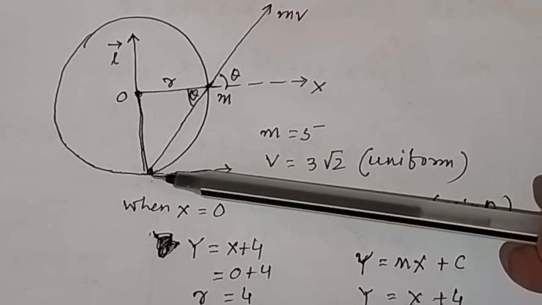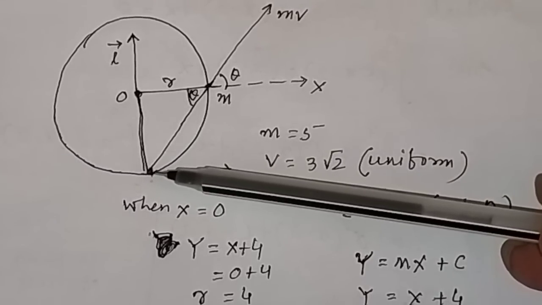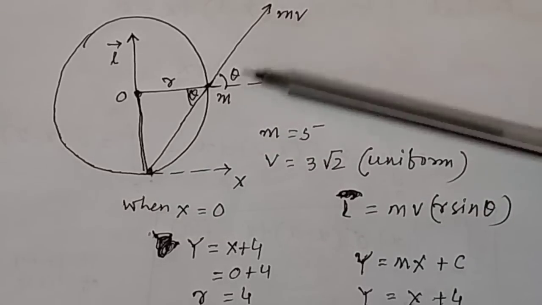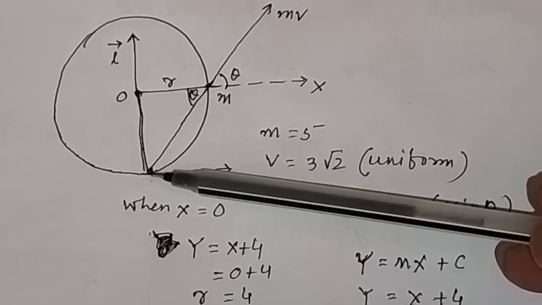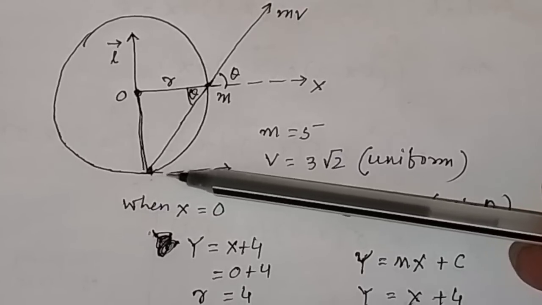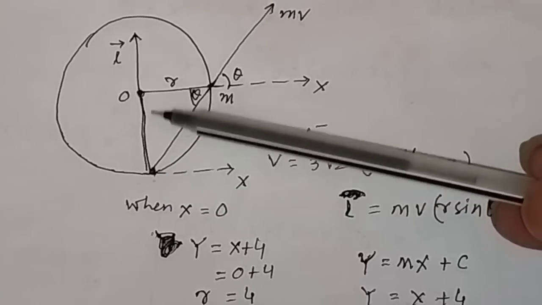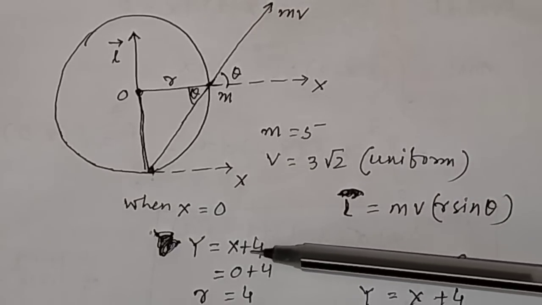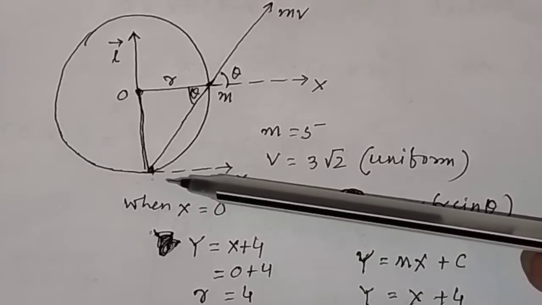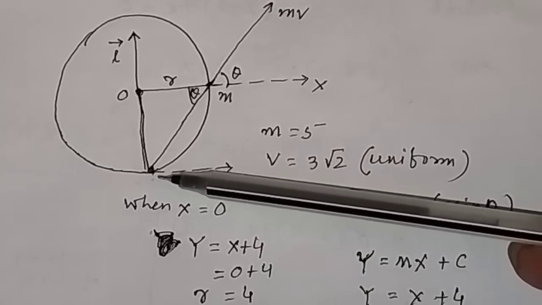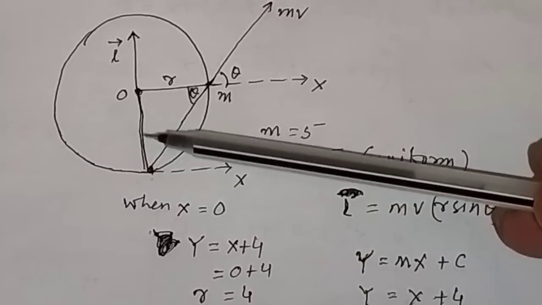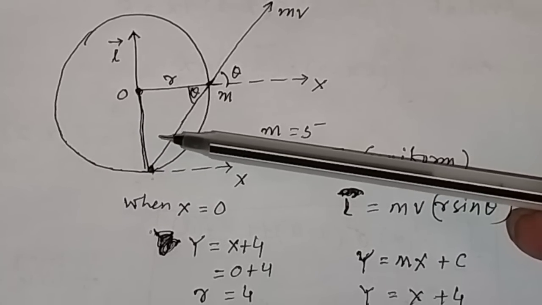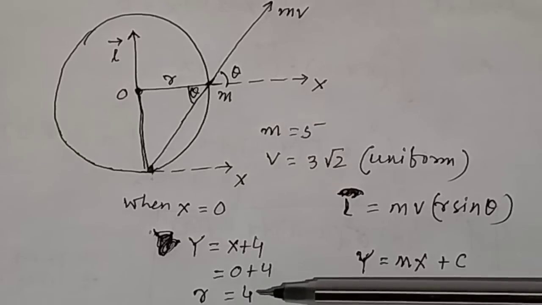Suppose the particle is here at this point, the momentum of the particle is mv. Suppose this is the origin, this is your x-axis and this is your y-axis. Given y equal to x plus 4, when x equal to 0, y will be equal to 4. That means this distance is the radius, so r will be equal to 4.